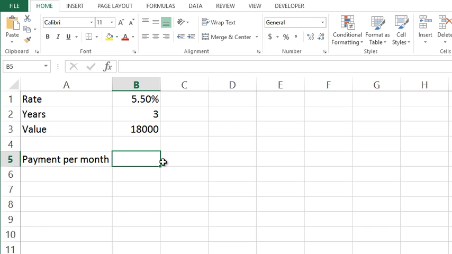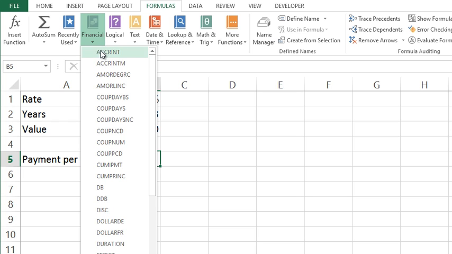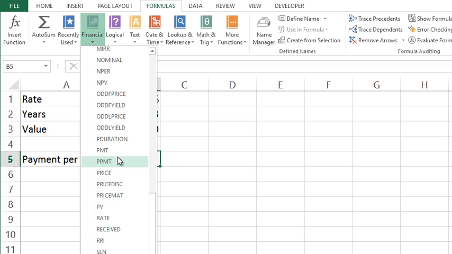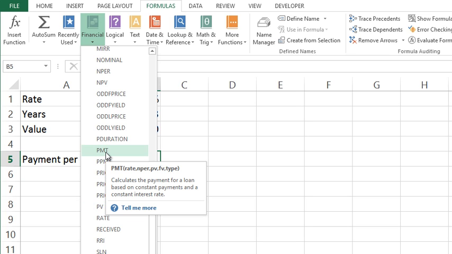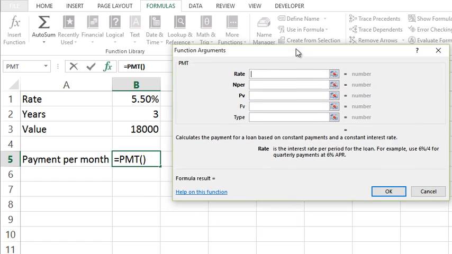Okay? So to do that, I'm going to click on the cell I want the payment to be calculated in. I'm going to go to the Formulas tab. I'm going to go under this book here called Financial. And under the Financial book, it lists all your financial functions. And if I scroll down, there's one here called PMT. If I leave my mouse over, it actually tells me, calculates the payment for a loan based on constant payments and a constant interest rate. So if I choose that, it pops up my function arguments here.